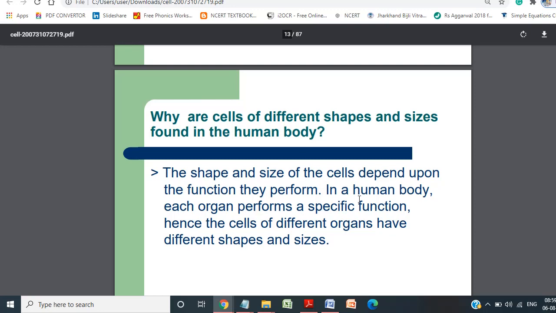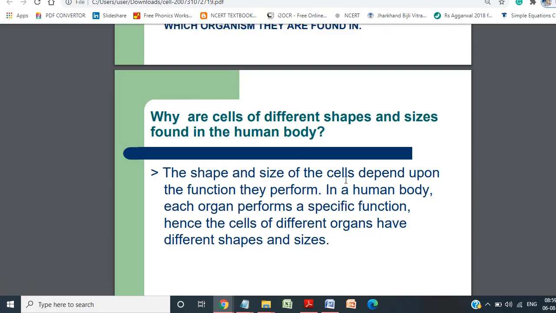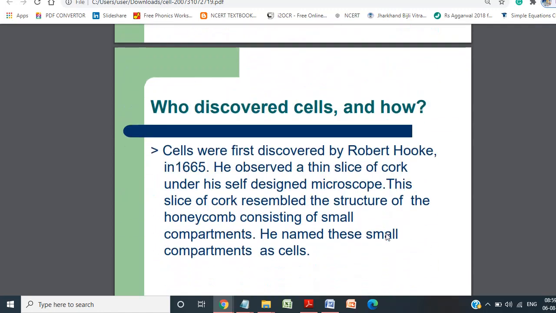So the next question is, why are cells of different shapes and sizes found in the human body? The shape and size of the cells depend upon the functions they perform. In a human body, each organ performs a specific function. Hence the cells of different organs have different shapes and sizes.